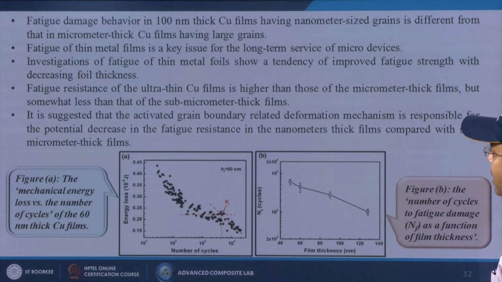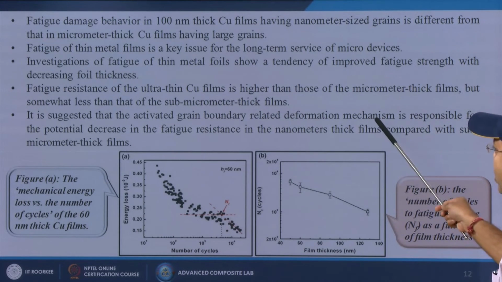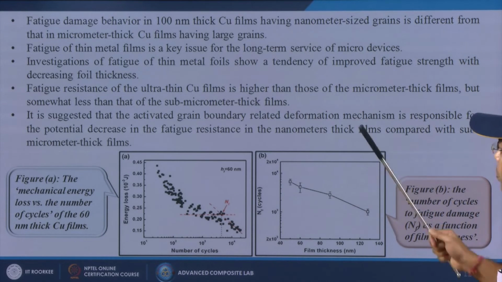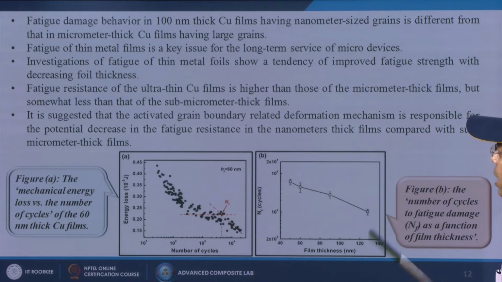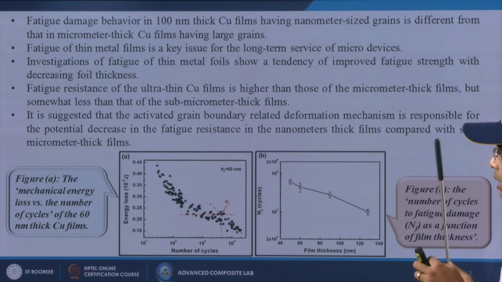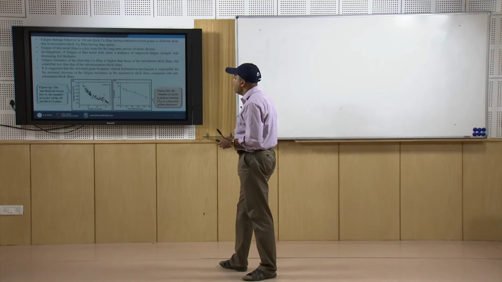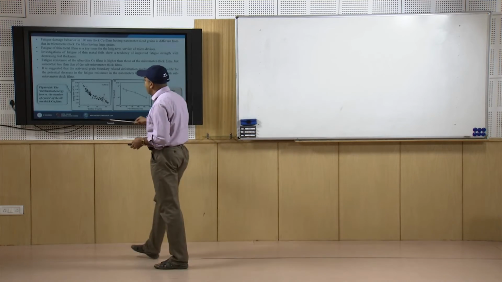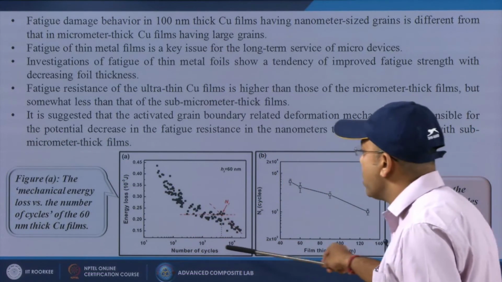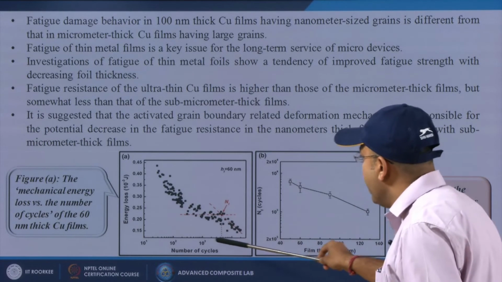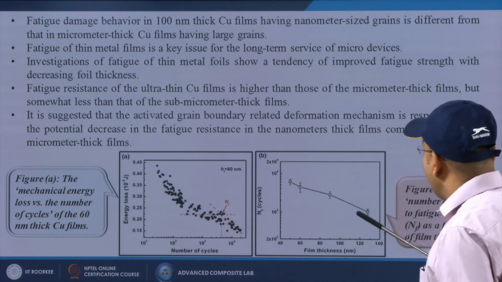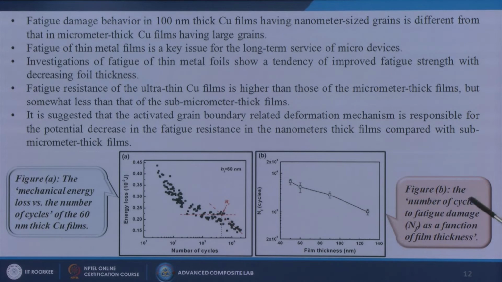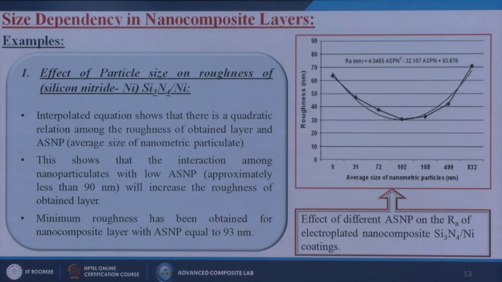It is suggested that the activated grain boundary related deformation mechanisms are responsible for the potential decrease in the fatigue resistance in the nanometer thick films compared with the sub micrometer thick films. These all are the results obtained from this particular slide. So, here in figure A, the mechanical energy loss versus the number of cycles of the 60 nanometer thick copper films is shown like this, and the right hand side figure gives the number of cycles of fatigue damage as a function of film thickness.